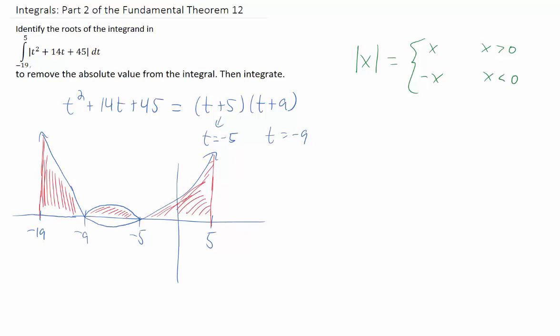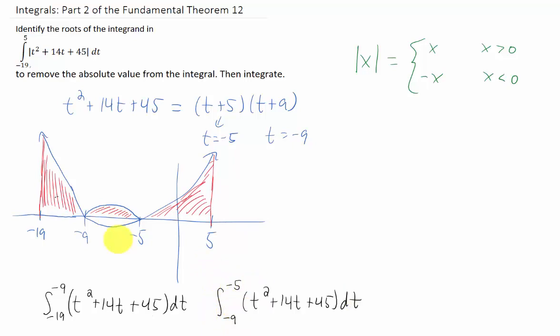Well, we have to split our integral into 3 pieces. We'll start with the integral from -19 all the way up to -9 of t squared plus 14t plus 45. This integral gives us this shaded region right over here. For this next region, we know that if we integrate this function from -9 to -5, because this piece of the function is beneath the x-axis, this integral is going to come out negative. But we don't want that negative area, so what we can do is actually just put a big negative sign on this term here. That'll make this negative area positive.